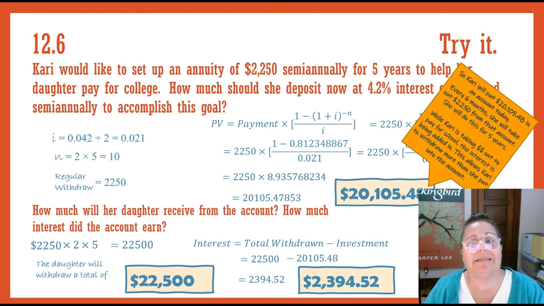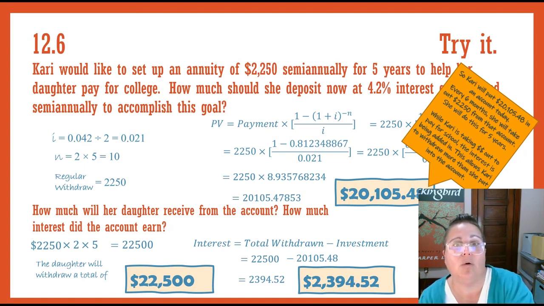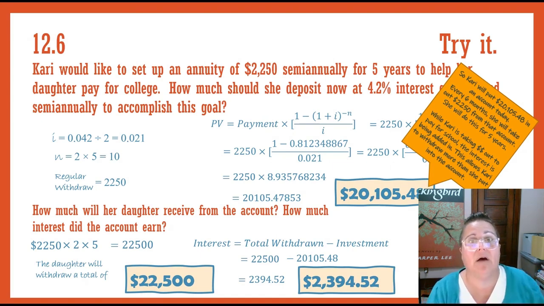Now, notice, Carrie's going to put in $20,105.48 into an account today, in the present. That's how much she needs in the present. Every 6 months, she's going to take $2,250 out of that account. She's going to do that for 5 years. Keeping in mind that while Carrie is taking money out of this account, interest is being accrued and deposited into the account. This is going to offset the withdrawals and allow Carrie to withdraw more money than she actually puts into the account.